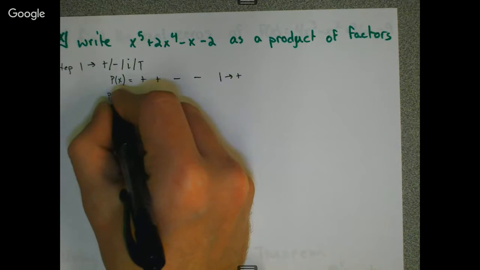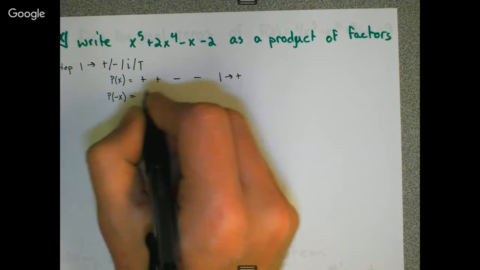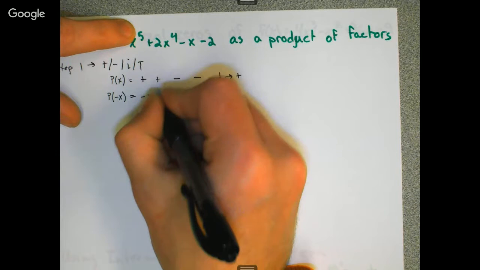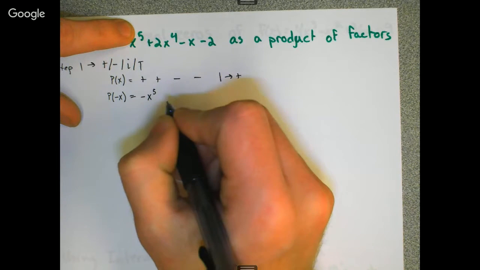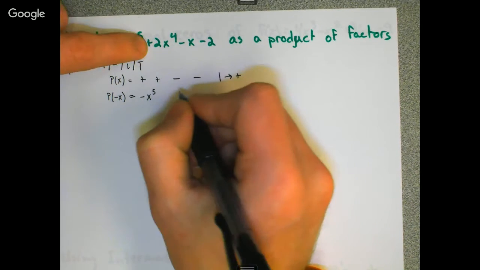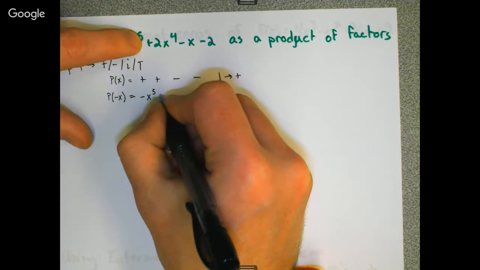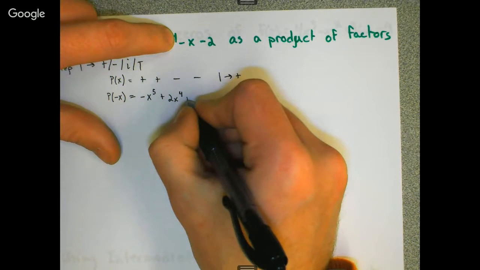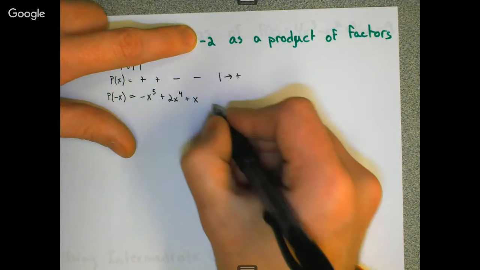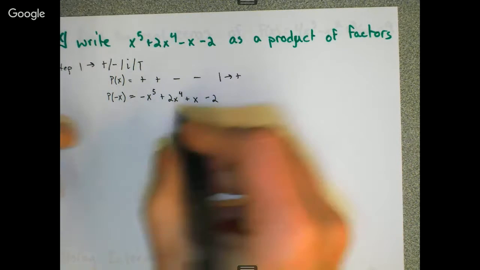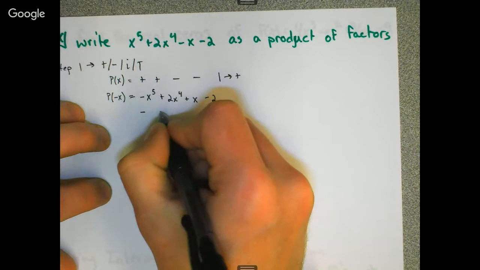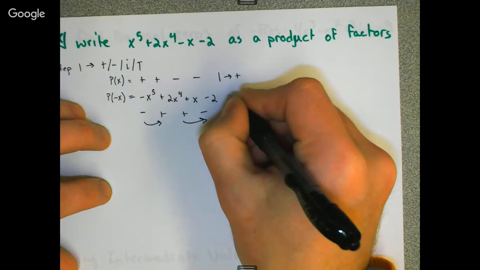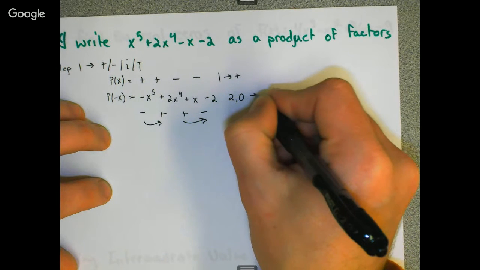So if I look at p of minus x, some of you might be noticing that if I put in a minus x here, since it's odd, it will change a sign in the front. So this one, since it's even, will stay the same sign. Since this one is odd, it will change signs. And since this one doesn't have an x, it will stay the same. Okay, so that was minus, plus, plus, minus. So that's 1, 2 sign changes. So I have 2 or 0 negative.